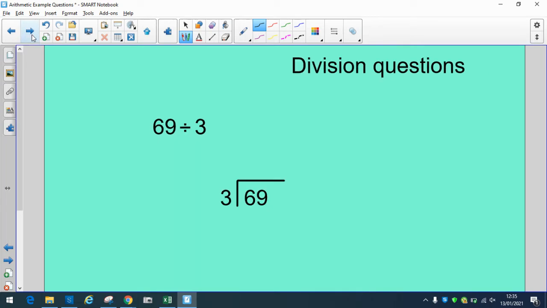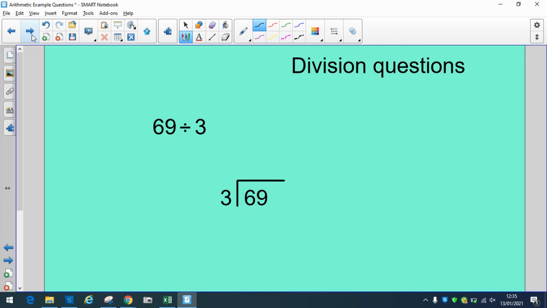Division questions are slightly more difficult in the sense that we've not quite covered them properly yet in year 4, and there are quite a number of methods that you can use to help you solve these. You might want to try using sharing circles. However, when you get to bigger numbers like 69 divided by 3, putting 69 into 3 sharing circles can take a while. You could try and do the inverse, so you could count up in 3s till you get to 69, and then that would be your answer. Again, that could also take a while if there are larger numbers.